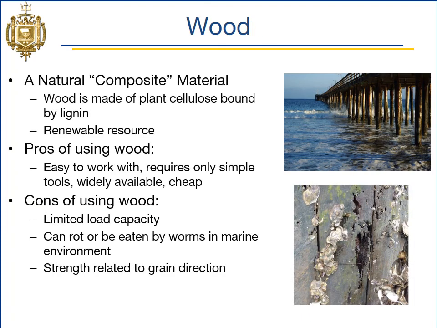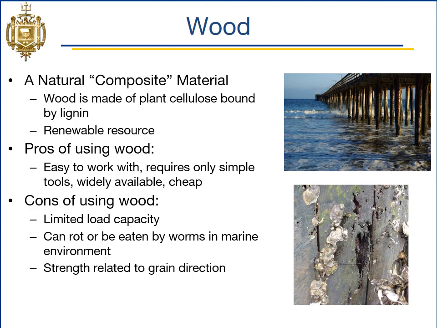Wood, which we all know and love, is a natural composite material. It's made up of both cellulose and lignin. Cellulose is the soft part of wood. Lignin is the harder part of wood. But the definite advantage of using wood is that it's renewable, it's easy to work with, it's cheap. But some of the cons you can see in the bottom picture, you see the barnacles and different deterioration of the wood over time.